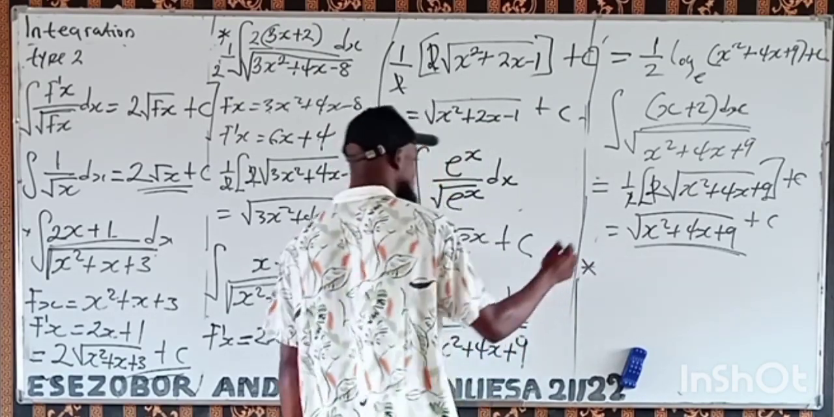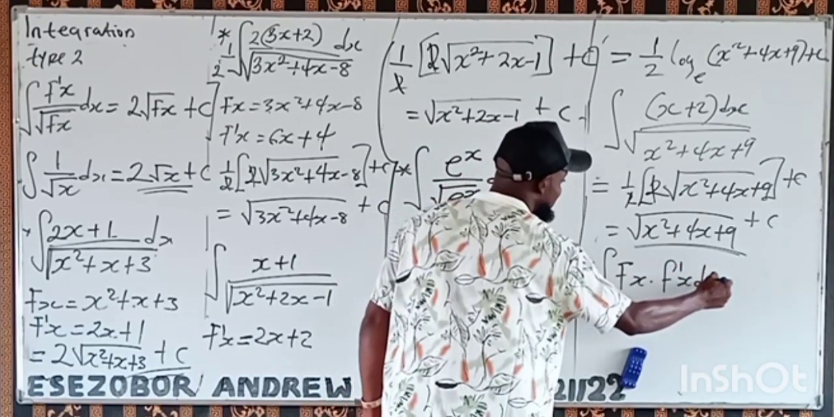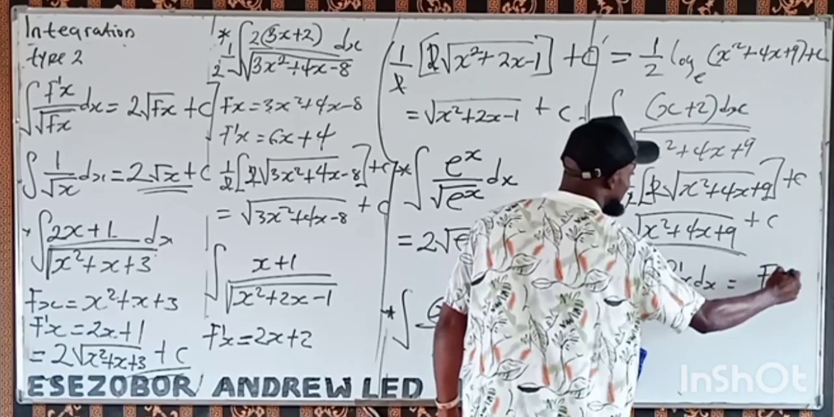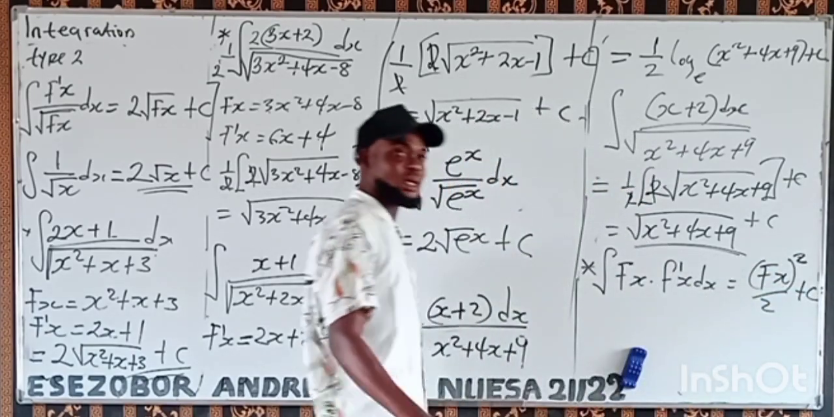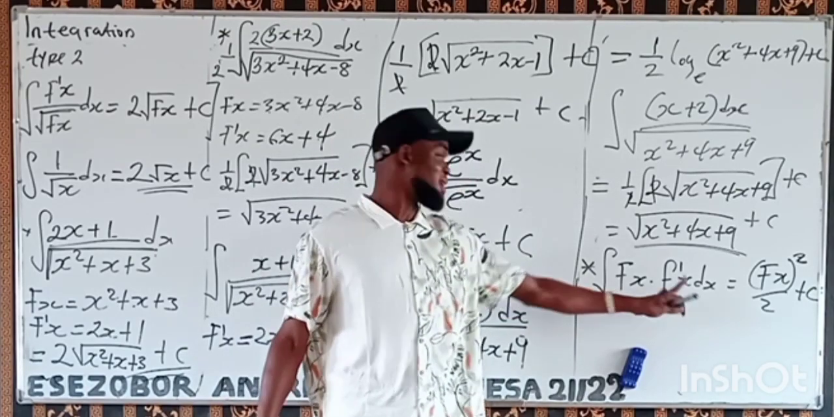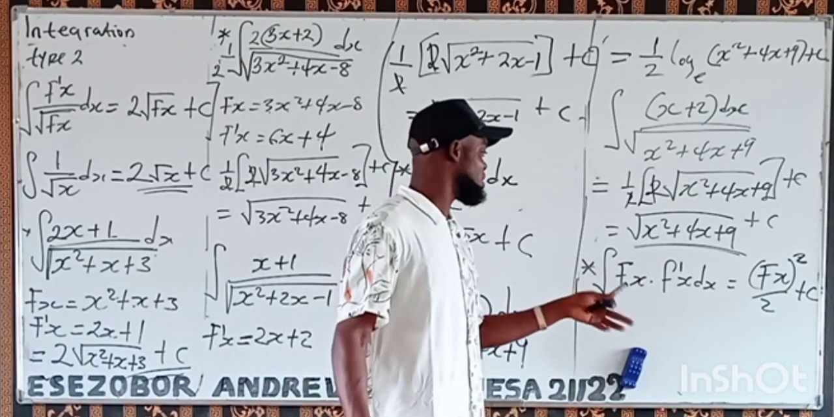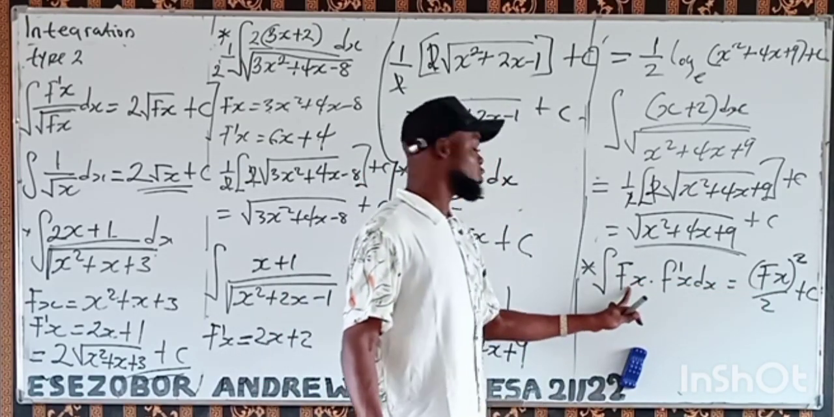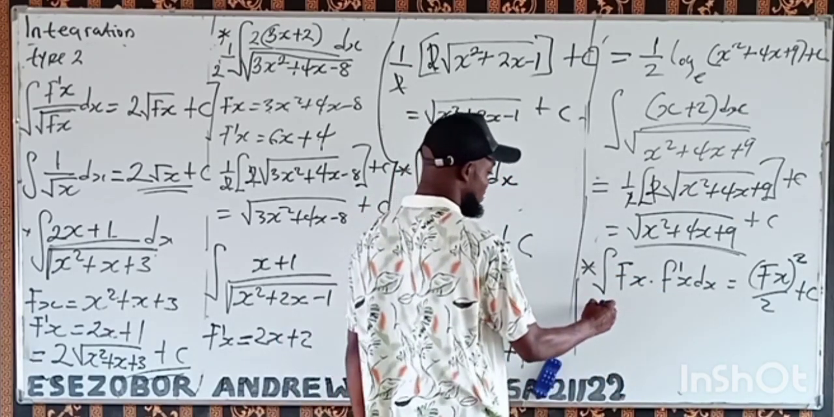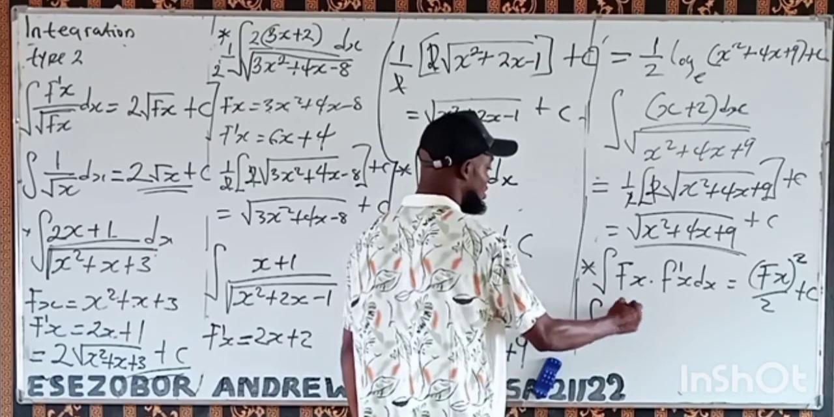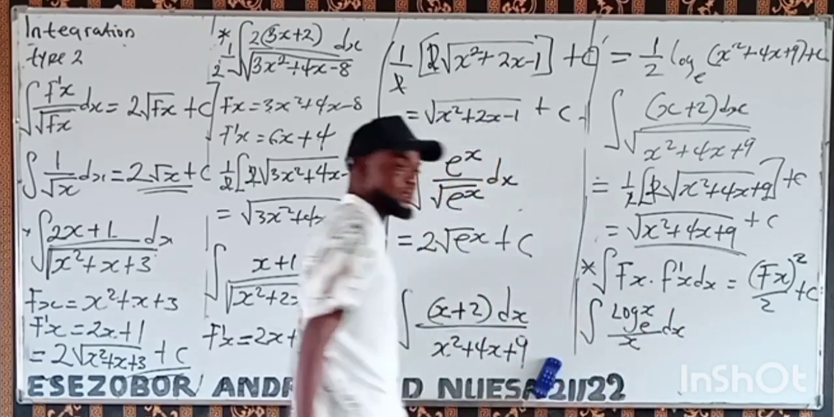There's another special one I'll just quickly like to introduce. You have integral f of s times f prime of s ds. That becomes f of s squared over 2 plus c. That's what I'm talking about. If you have two functions, and if I differentiate this, the answer will be this. Automatically, the final answer will be when you square this first one and divide it by 2. For example, something like this, you have integral log x to base e over x dx.